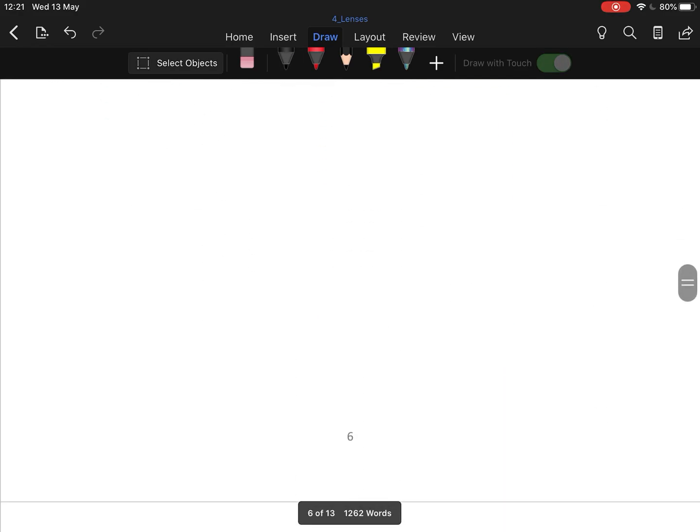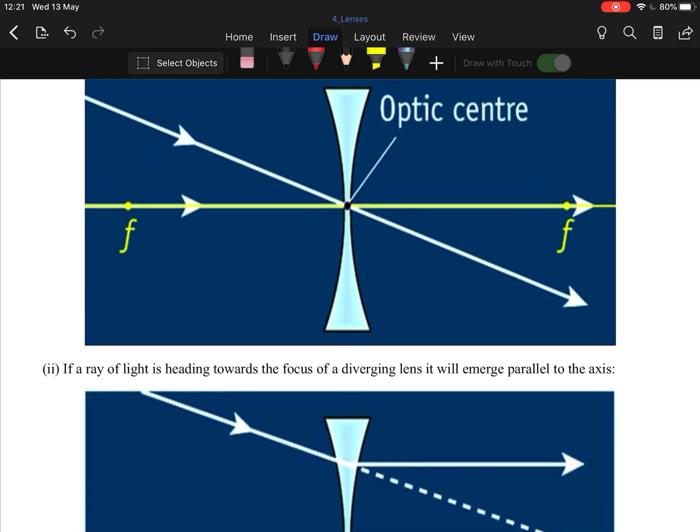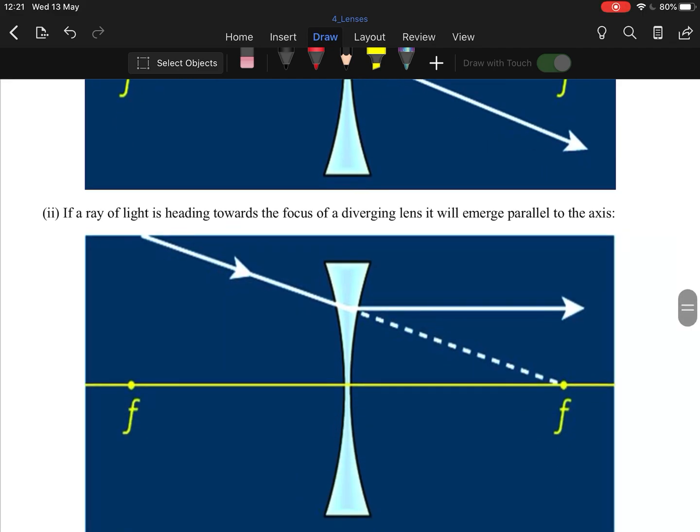Right, so we will move on to a concave lens. With a concave lens, you will always get the following. It is always virtual and upright, and it'll be diminished. So you can't get a real image with a concave lens. You can only get a virtual image. As you can see here, it goes through the pole, it goes straight through.